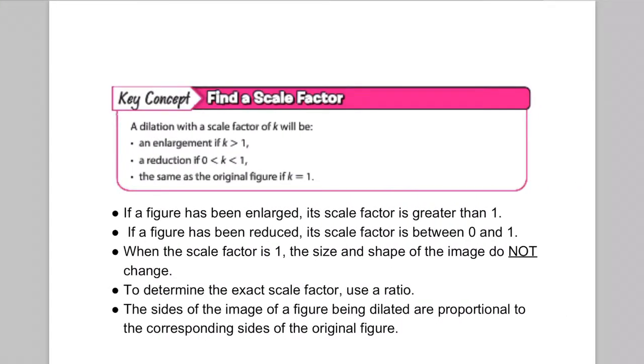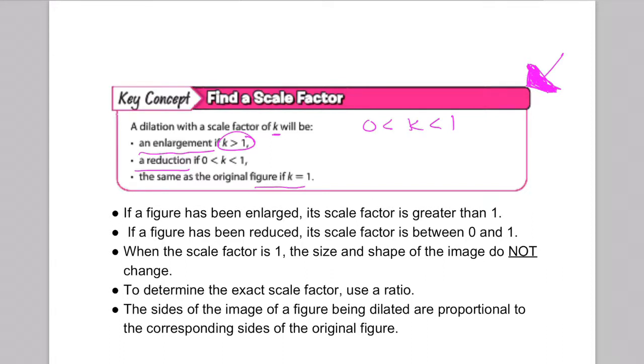Okay, key concept, finding scale factor. Sometimes you're given a dilation and you need to find the scale factor. First of all, an enlargement is anything with a scale factor bigger than 1. k is your scale factor. A reduction is when k is less than 1 and greater than 0. You aren't going to have anything less than 0. You can't have a negative. The same as the original is if k is equal to 1. That means it's the exact same shape.